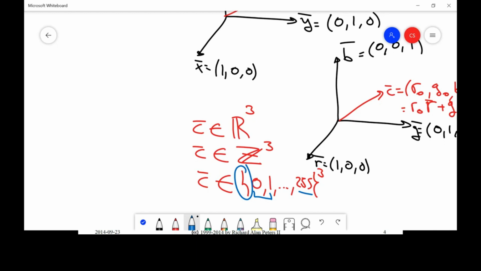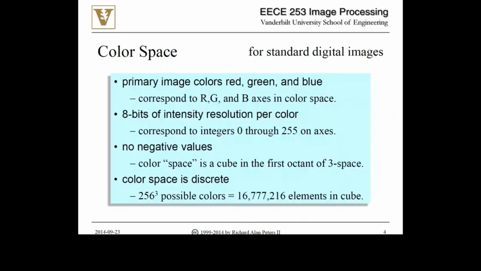So you can put your colors in whatever space you like, but you have to be specific. Okay, so this is my color space. Okay, good. So this is what we are saying here.